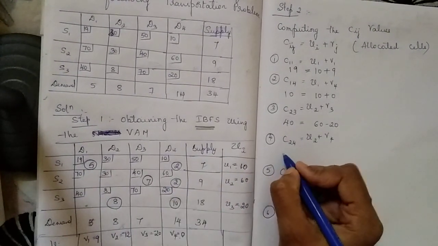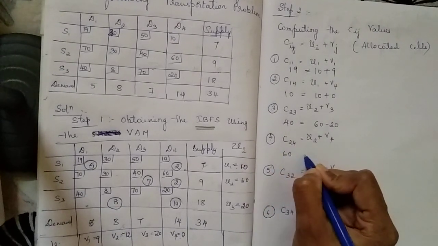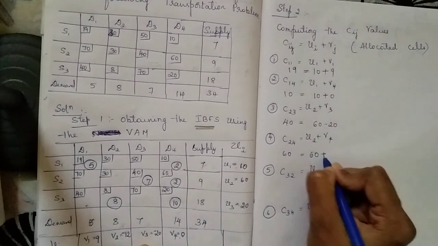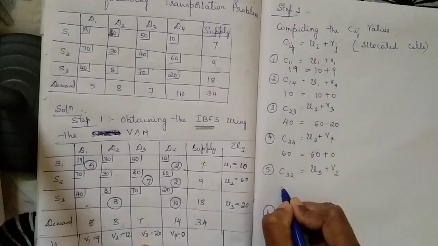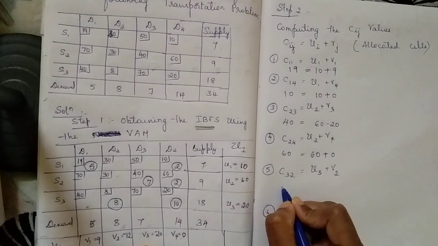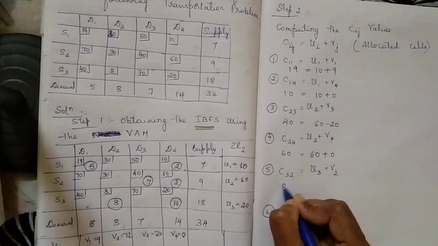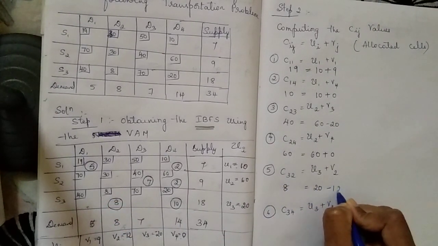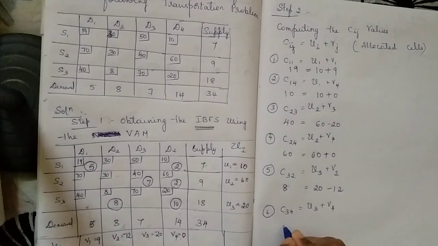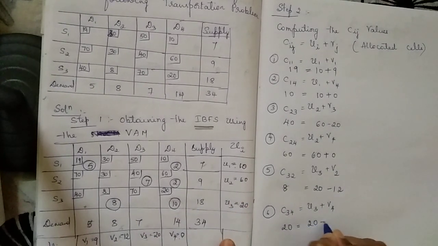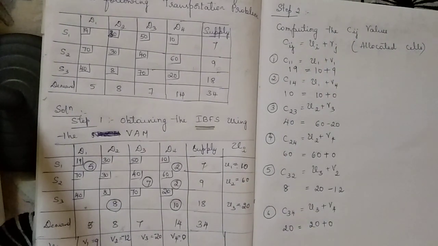C24 is 60, which is 60 plus 0. Coming down to C32, 8 is equal to 20 minus 12. C34 is 20, so here 20 plus 0. So this is how these values are allocated.